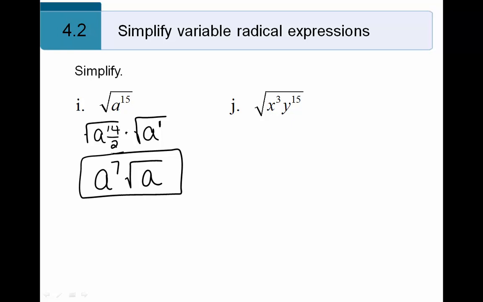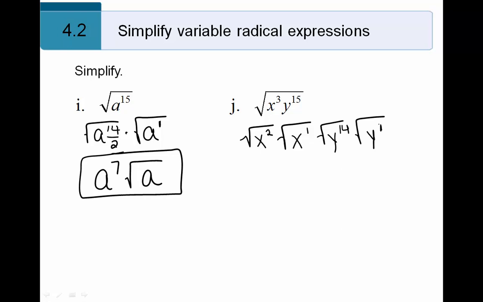All right, look at J. Notice both of these have odd exponents, so we can't divide them by 2. So look at the x cubed. Take 1 away from x cubed. We'll put an x squared there. The leftover one we'll put by itself. We're going to split up the y as well. Take 1 away from the y to the 15th. We'll put a y to the 14th there. The one we took away we'll put by itself under a radical.